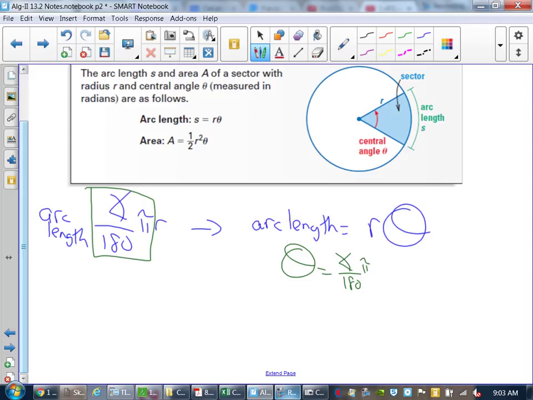Same thing as area. If you remember, the area of a sector was, you'd figure out the central angle over 360 times the area of the circle. Well, what we do here is, instead of writing it all out long form, they take the area of the sector. Remember, the sector is the piece of pie, the piece of pizza.